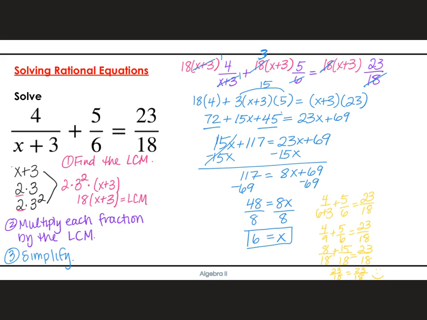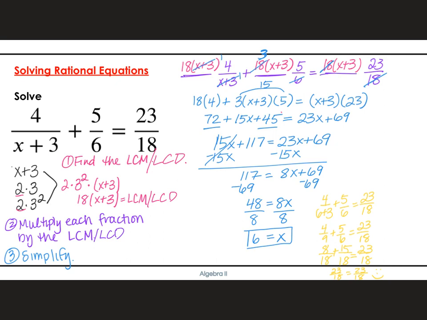All right, so let's go back through the steps before we do the next problem, so we can understand what we did. So the first thing you're going to do is find the least common multiple. I'm also going to put slash LCD, so least common or lowest common denominator. So I did that, and I got 18 times x plus 3. Then my second step was to multiply each fraction by the LCM or LCD, whichever one you want to call it. And so that's what I did up here. I multiplied each one by 18 times x plus 3.